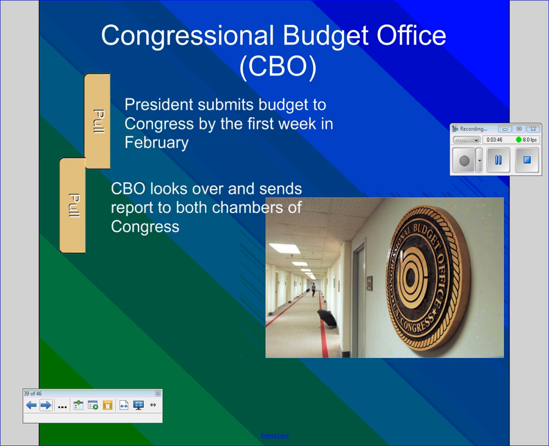The CBO would look over the budget and then send reports to Congress. The CBO is kind of the agreed upon scorekeeper for both the president and Congress. That's what they're going to use, their projections and their analysis.